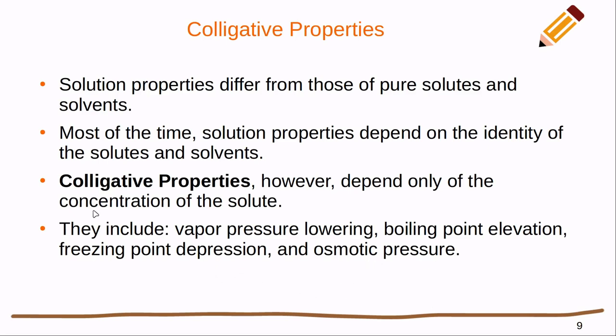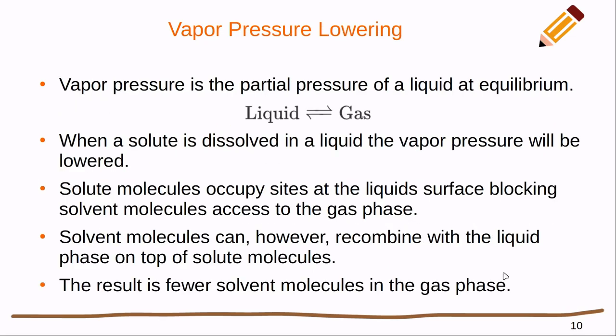We're going to see that as we add solute to a solvent, it's going to lower its vapor pressure, it's going to increase the boiling point, it's going to decrease the freezing point, and it's going to affect the osmotic pressure. So let's talk about what these are.